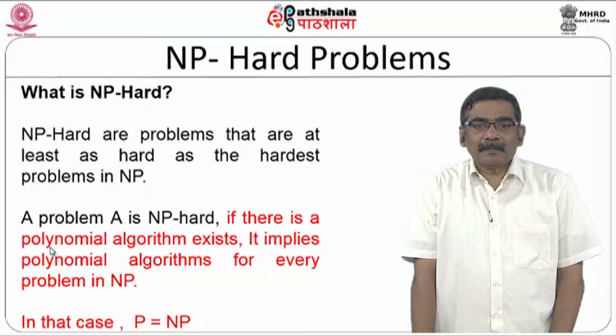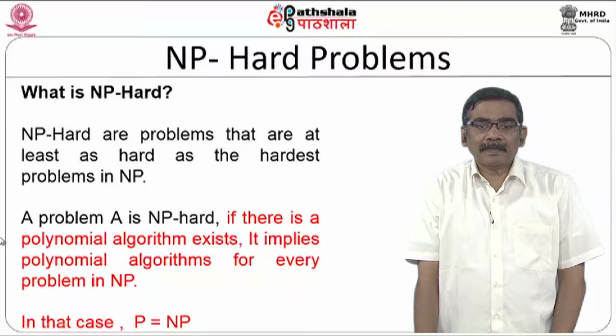We can say a problem A is NP-hard if there exists a polynomial algorithm for that. It implies that using that particular algorithm, all the problems that come under the NP category can be solved. In other words, it is equivalent to saying that P is equal to NP.